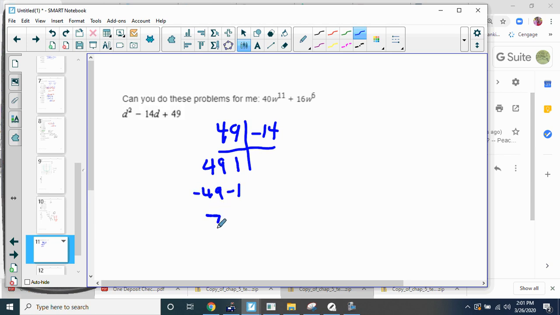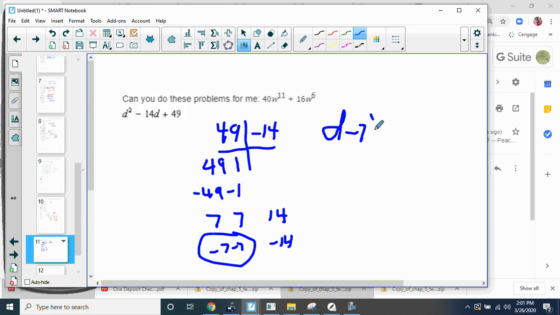But if I use 7 and 7, 7 and 7 add up to 14, but negative 7 and negative 7 add up to negative 14. So that's what I'm going to want to use, the negative 7 and the negative 7. So I would write my answer as D minus 7, and then you could rewrite it as D minus 7 squared. I'm writing with the mouse, so it's a little messy.